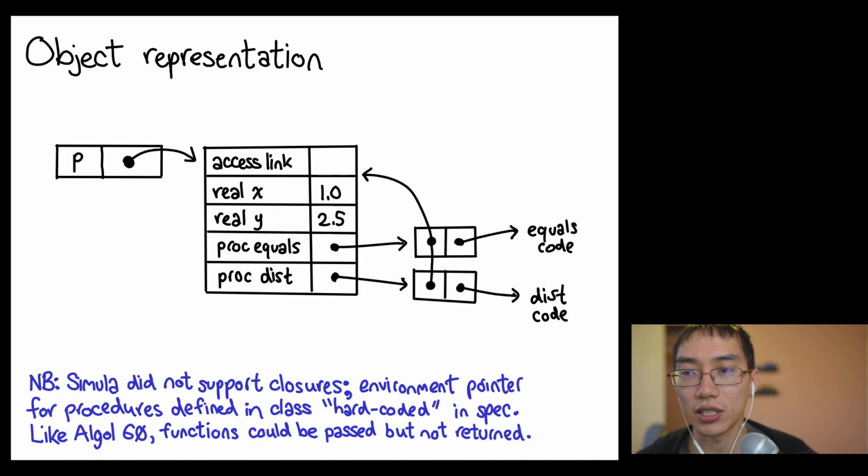The procedures are also just closures bound inside of this environment record where their access link points to the object in question. This is a little bit of a lie. This is a little bit of an ahistoricalism, because Simula didn't actually know how to do closures. They just had a special case for classes where they knew that if you call the procedure, the access pointer should go to the environment record for that class. But you can see how our ideas from JavaScript map into this situation, even if in Simula you couldn't actually take the equals procedure and assign it to a variable.